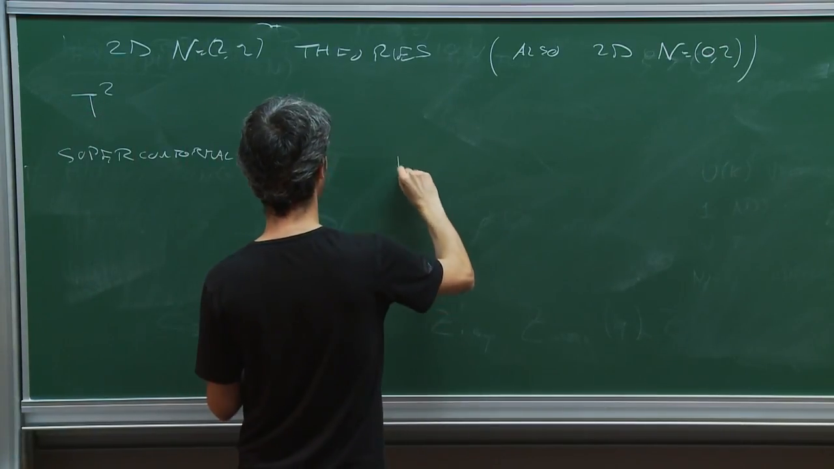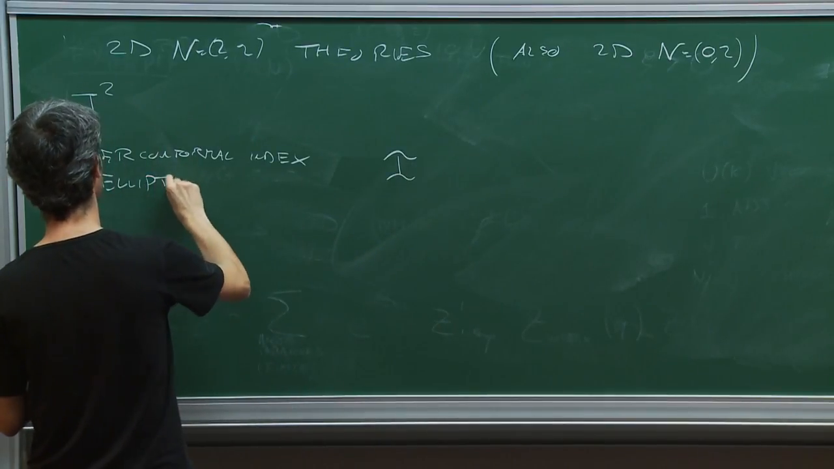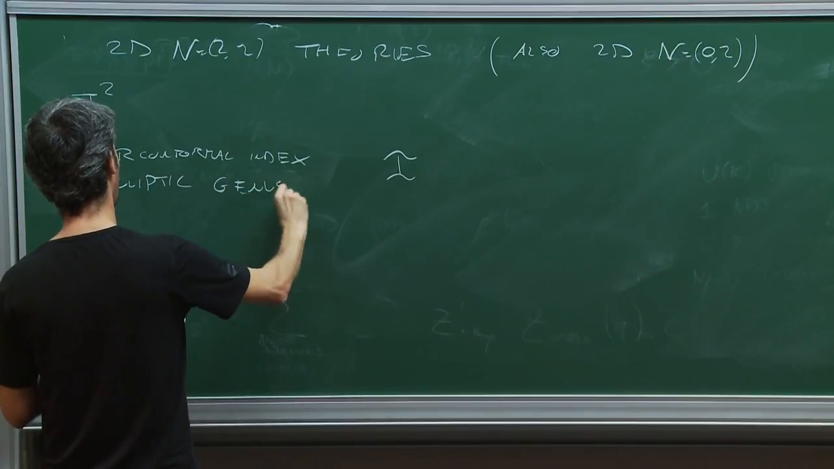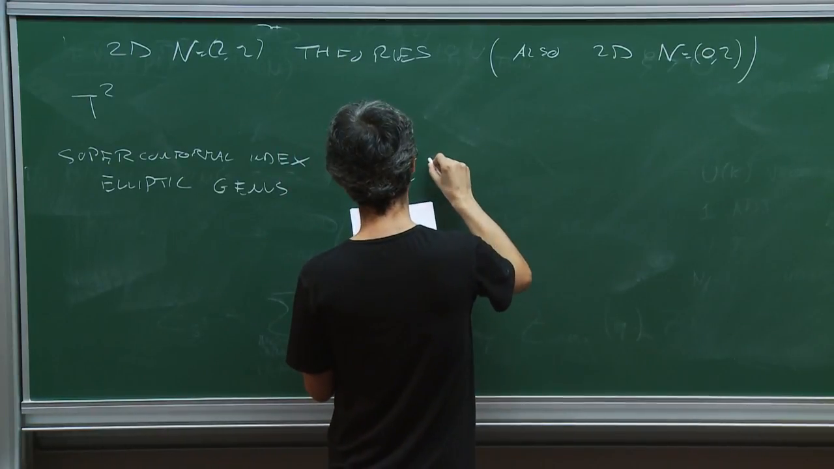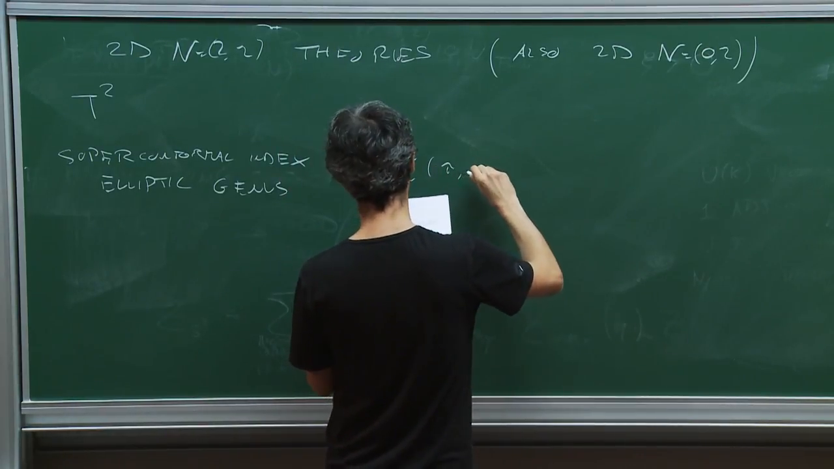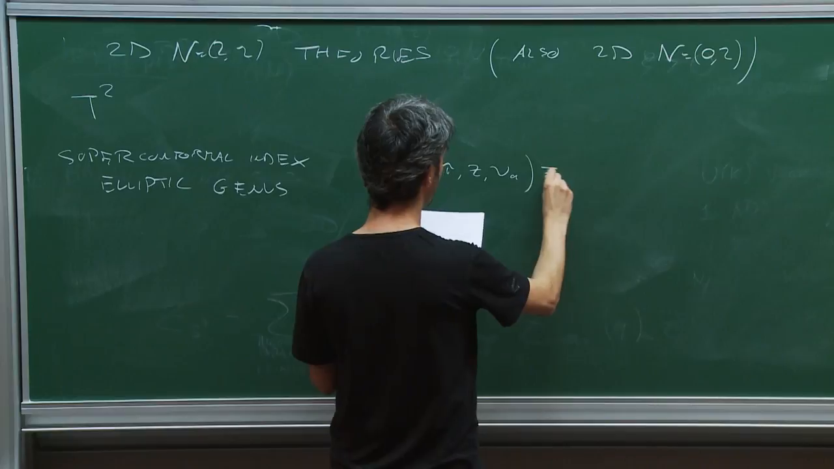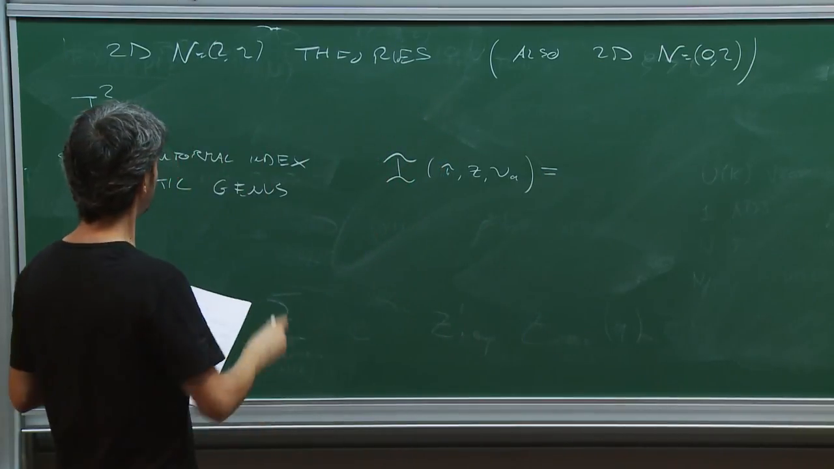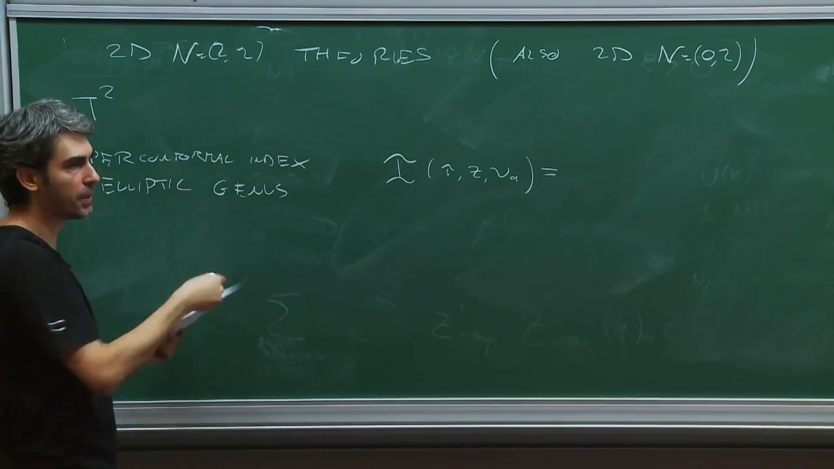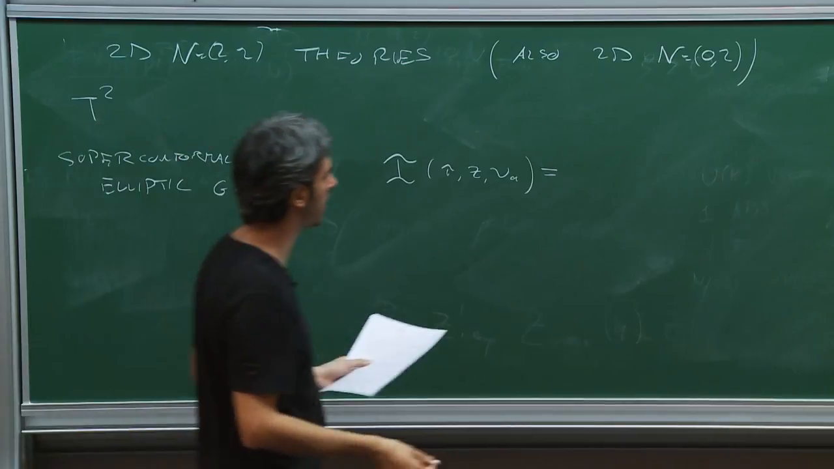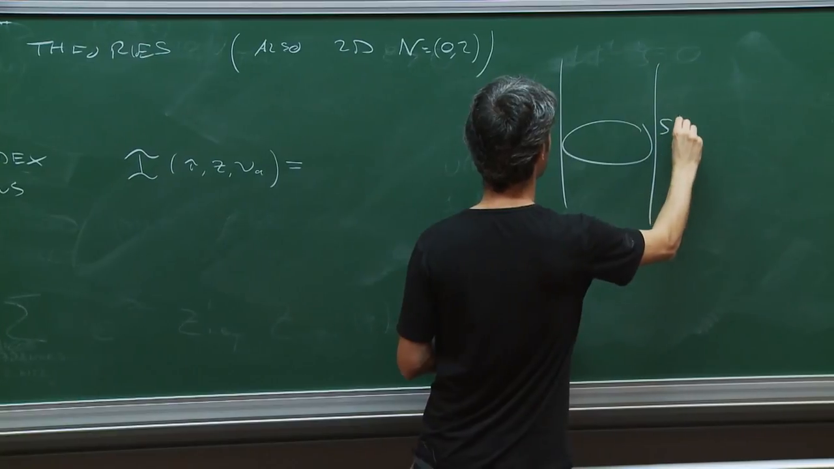So we can write this index. This is called the elliptic genus, but in fact, it's a superconformal index in two dimensions. And this will be a function of various parameters, or chemical potentials. So what is this? Well, we put the theory on a sphere, but since we are in two dimensions, the spatial sphere is just the circle. So we put the theory on a circle. If you want, we have this cylinder. So this is an S1.